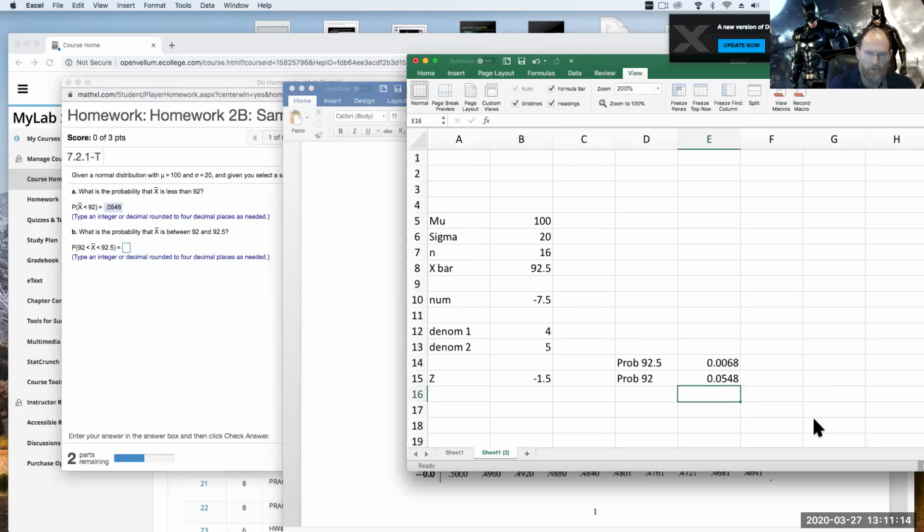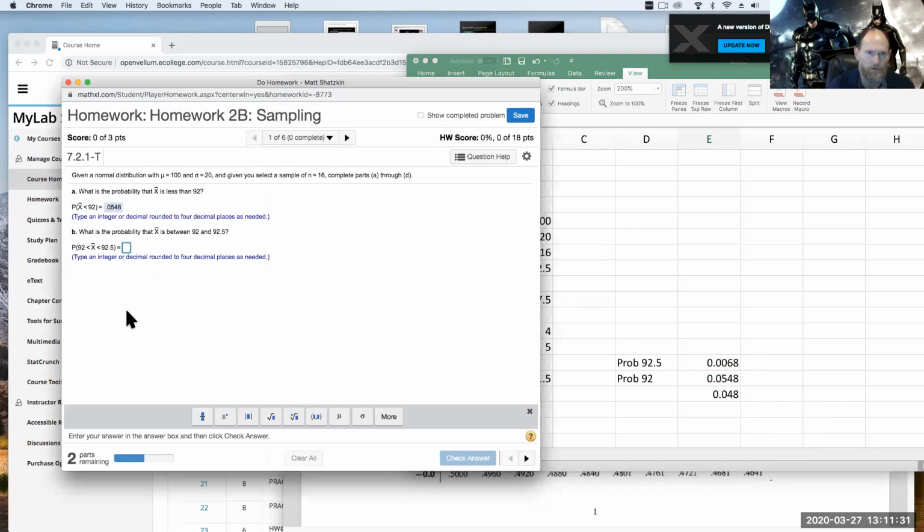Let's see what happens when I subtract these two. I think what I want to do is subtract the bottom one from the top one, because if I do it otherwise, I'm going to get a negative number. 0.048. So that should be what this answer is. 4 decimal places. I don't like that. So I know how Pearson is. I'm going to add a 0 on the end and see if this works.